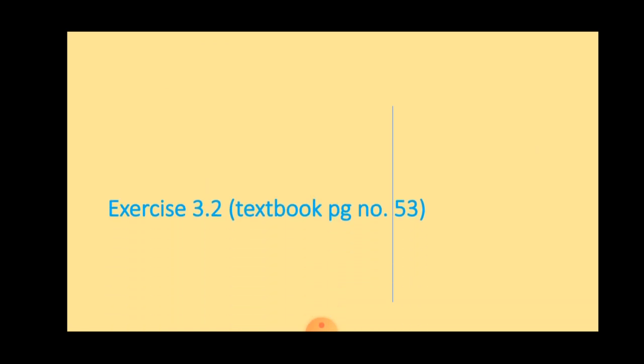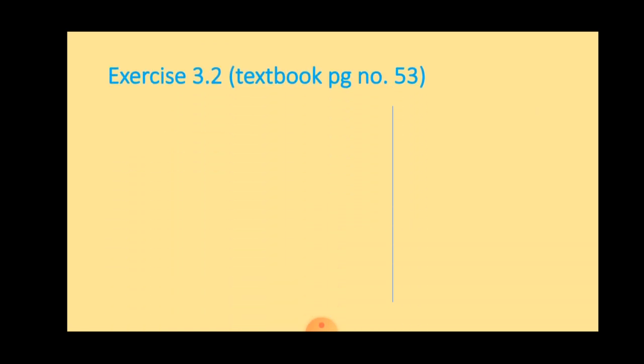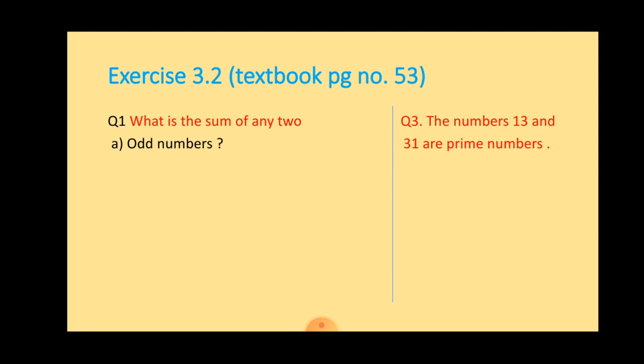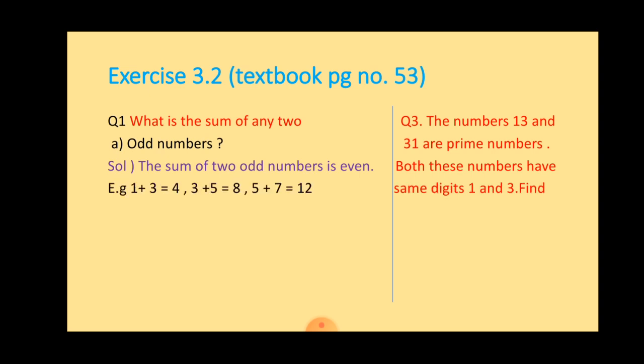Now let's move on to the exercise questions given in the textbook on page number 53. Now we will solve questions from exercise 3.2. So here comes your first question: what is the sum of any two odd numbers? So children, the sum of two odd numbers is always even. How? Let's understand with the help of examples.